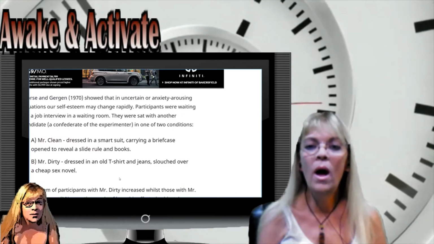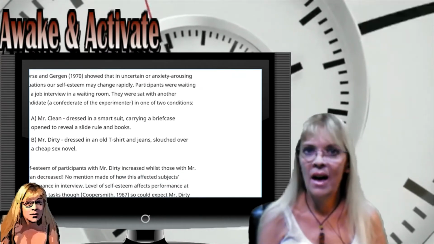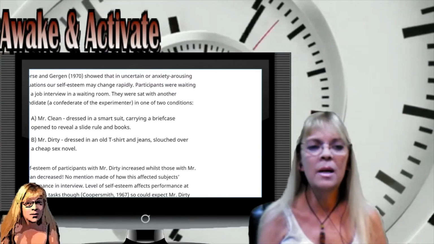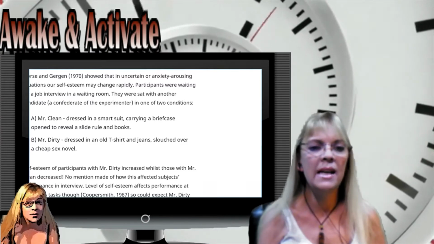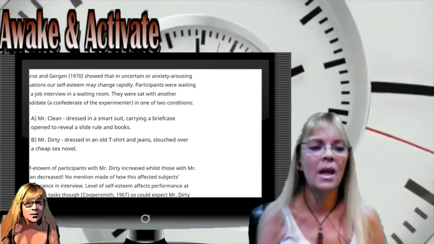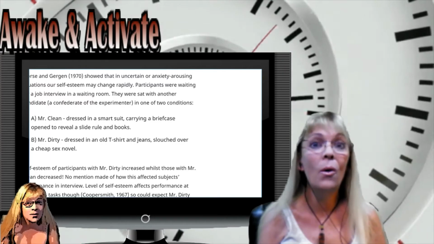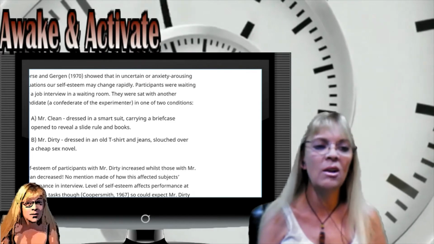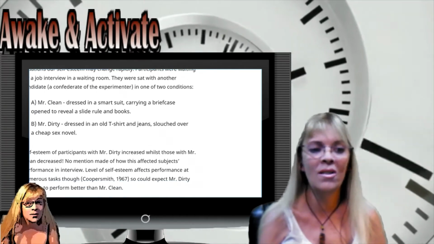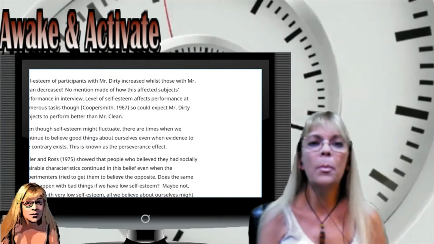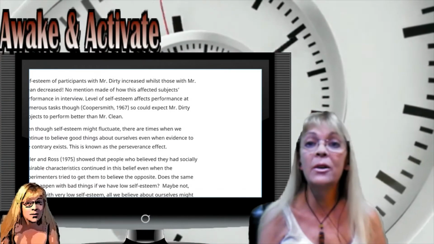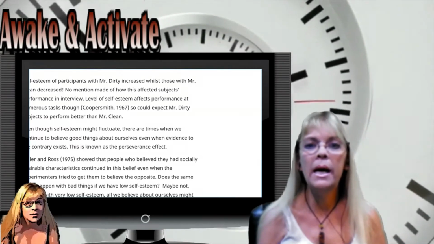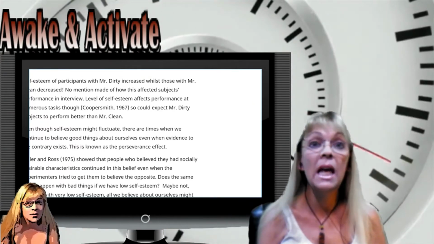In one of the two conditions, A, Mr. Clean, dressed in a smart suit, carrying a briefcase open to reveal a slide rule and books, or B, Mr. Dirty, dressed in an old t-shirt and jeans, slouched over a cheap sex novel. Self-esteem of the participants with Mr. Dirty increased, while those with Mr. Clean decreased. No mention was made how this affected subjects' performance in the interview.